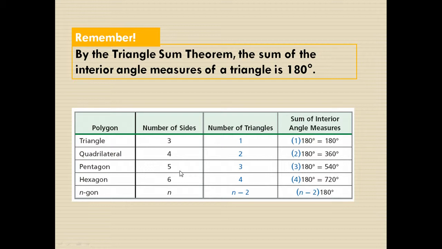The pentagon has 5 sides, 3 triangles, 540. A hexagon, 6 sides, 4 triangles, 4 times 180, which is 720. An n-gon has n sides. We subtract 2. If you notice, there's always 2 triangles less than the number of sides. So n minus 2 times 180. So for however many sides your polygon has, you simply multiply 180 times n minus 2.